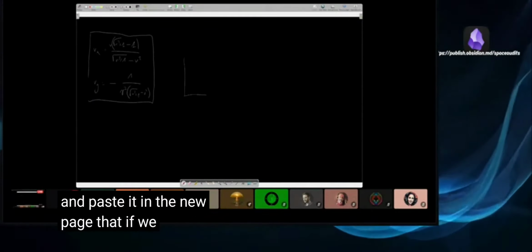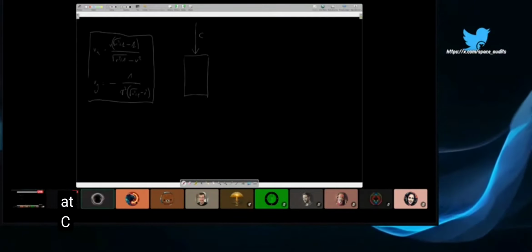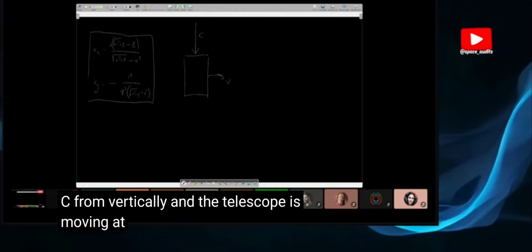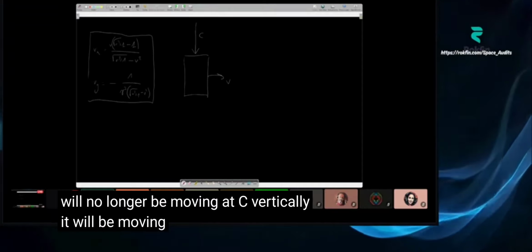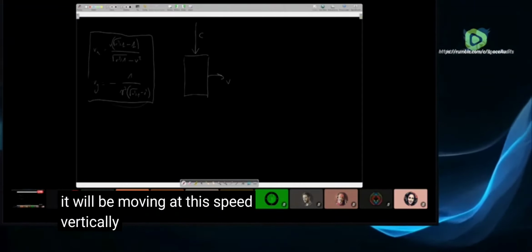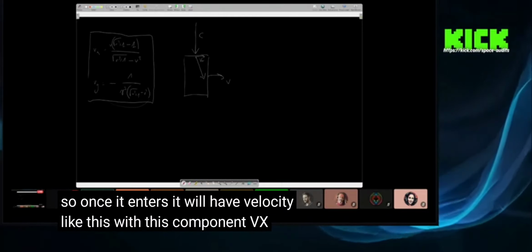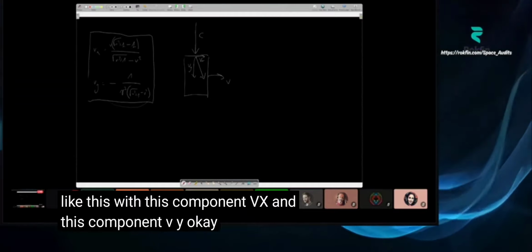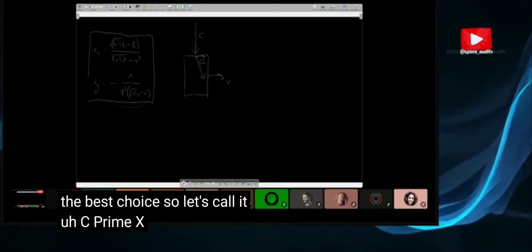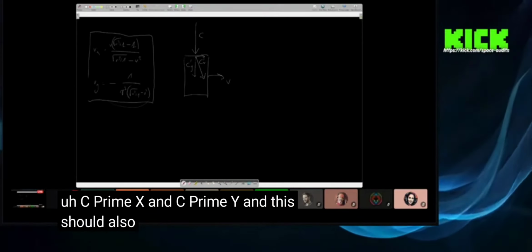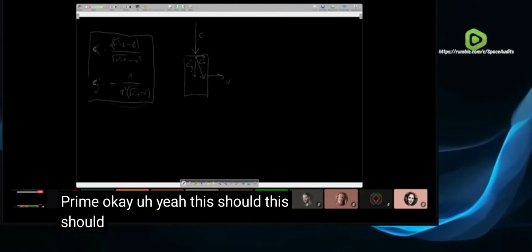That if we have a telescope where there is light entering at C vertically, and the telescope is moving at V, once the light enters the telescope, it will no longer be moving at C vertically. It will be moving at this speed vertically. So once it enters, it will have velocity like this, with this component Vx and this component Vy. Okay, maybe V was not the best choice. So let's call it C prime X and C prime Y, and this should also say C prime and C prime. Okay, yeah, this should be plus in this case.